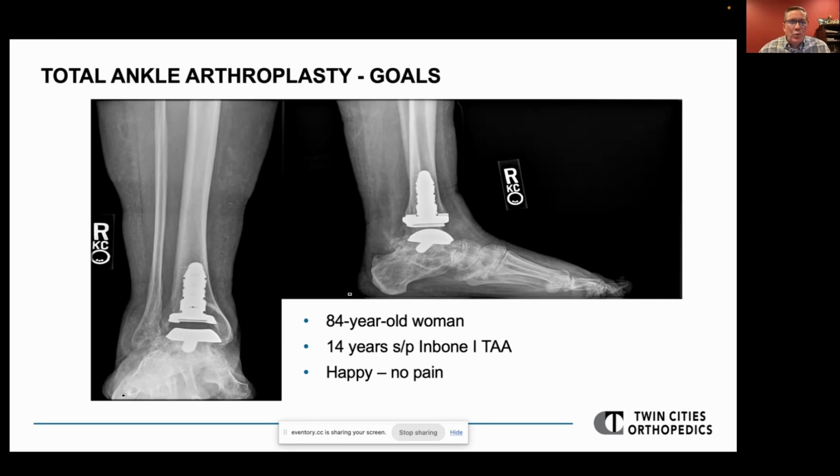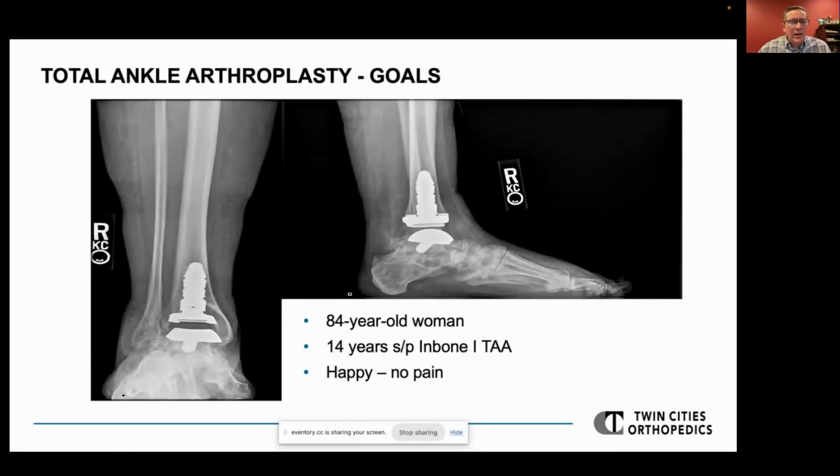The implant appears well ingrown. It's well fixed. There's been no subsidence. It seems to be in the same position that we put it in 14 years earlier. Certainly the medial malleolus, there's a little concern there. We can see a little bit of osteolysis around the medial malleolus. Makes me a little bit nervous, but 14 years in, she's happy, and I was certainly happy to see.